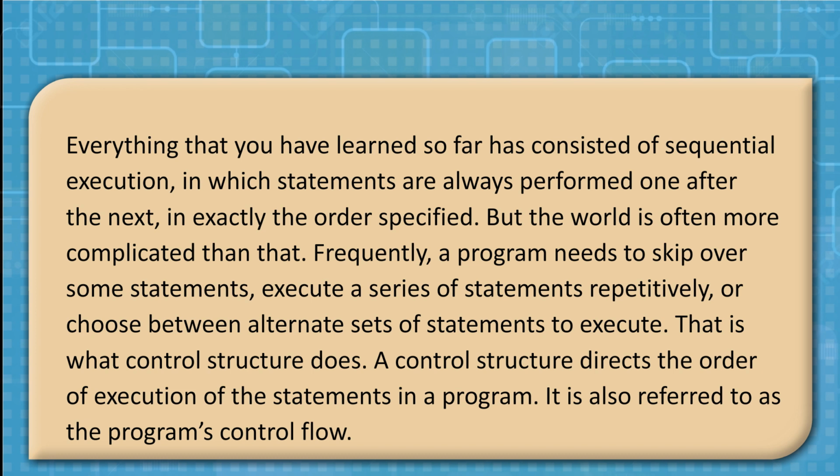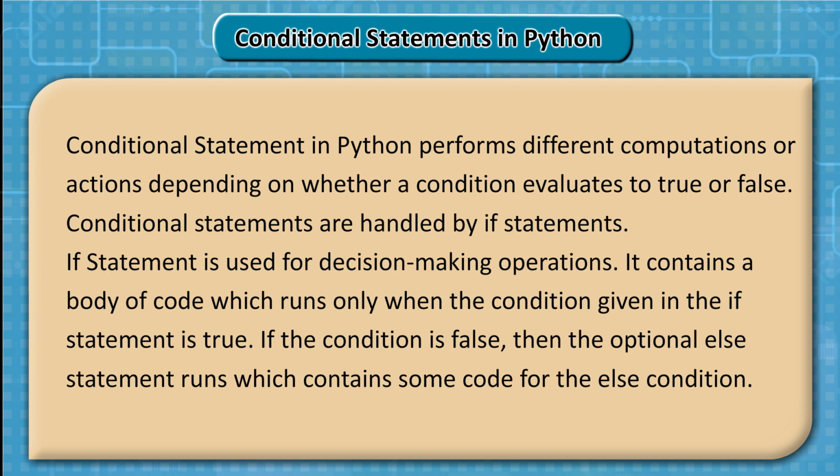A control structure directs the order of execution of the statements in a program. It is also referred to as the program's control flow. Conditional statements in Python. A conditional statement in Python performs different computations or actions depending on whether a condition evaluates to true or false. Conditional statements are handled by if statements.